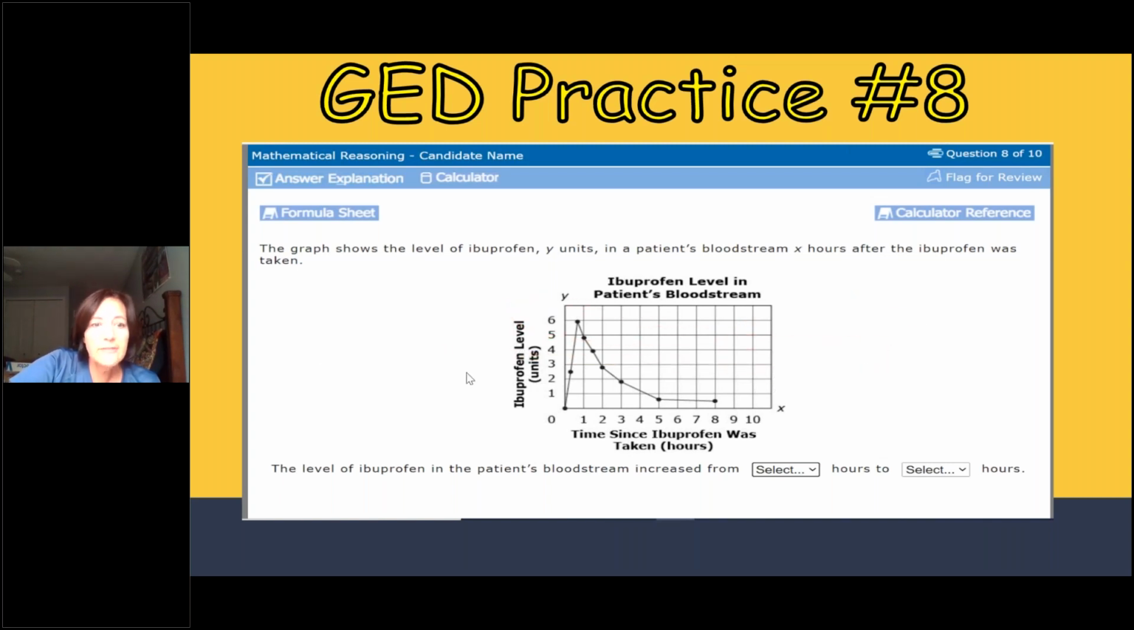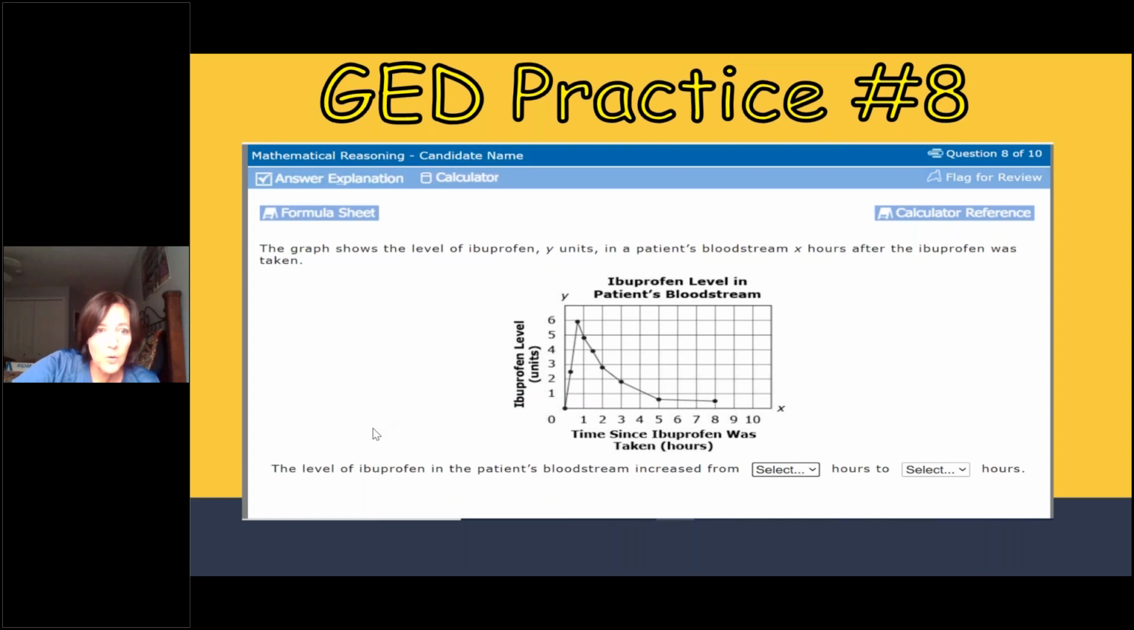So they've got the level of ibuprofen in a patient's bloodstream increased from, and they've got a selection box, hours, to another selection box, hours. So here's our chart, ibuprofen levels in a patient's bloodstream, time since ibuprofen was taken in hours, so the amount of time that has passed, and the ibuprofen level, the units that you have in your system.